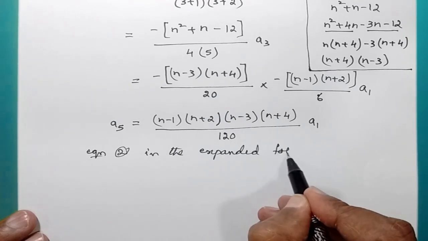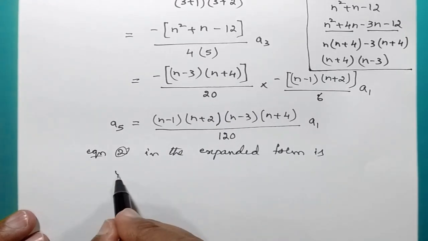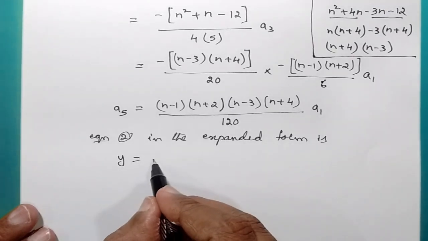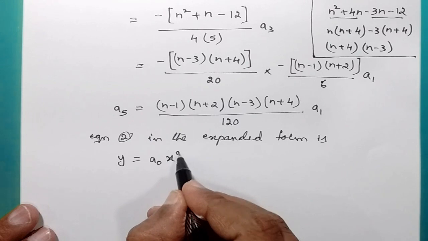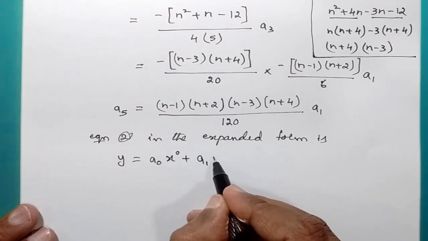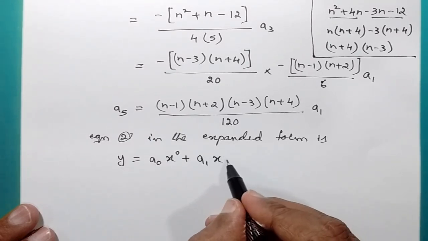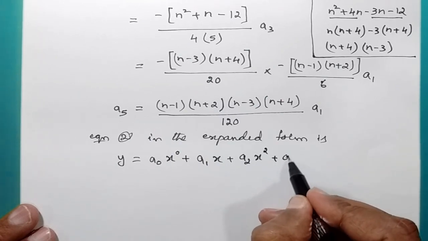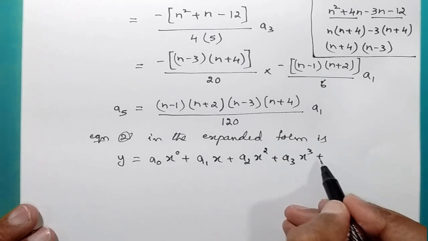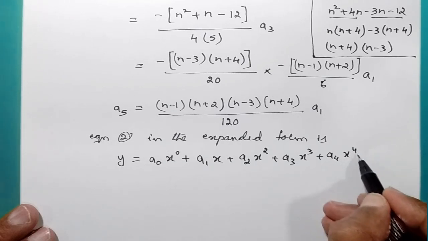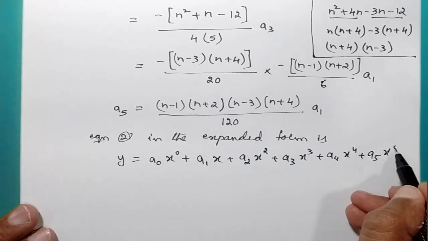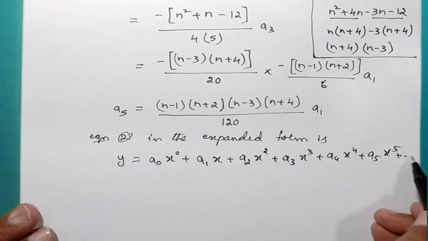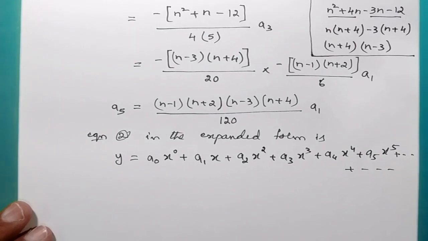In the expanded form, y is equals to, first put r as 0, so we'll be getting a0 x power of 0. Next r as 1, a1 x power of 1 will be x itself, plus a2 x power of 2, plus a3 x cube, plus a4 x power of 4, plus a5 x power of 5. Because I have calculated up to a5, I will be writing down the terms up to a5. The remaining terms are there up to infinity.